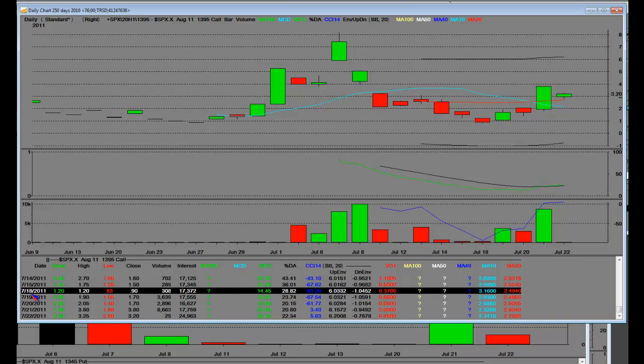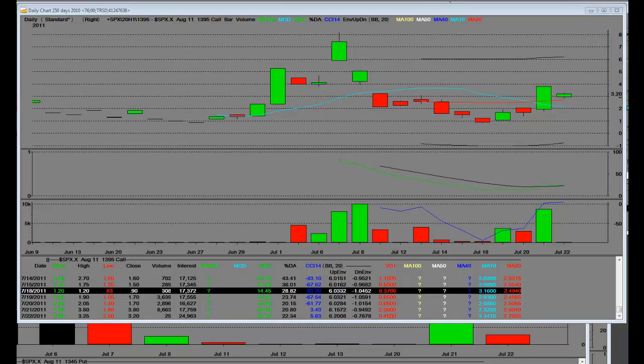83 cents was the low on 7/18. Now, are we even close to 1395 on the S&P? No, we closed at 1345, 50 handles from there. But there was still a good trade, $1 here, up to $3 and something. It's over a $2 gain within the premium structure of this call, 1395, up and out of the money.